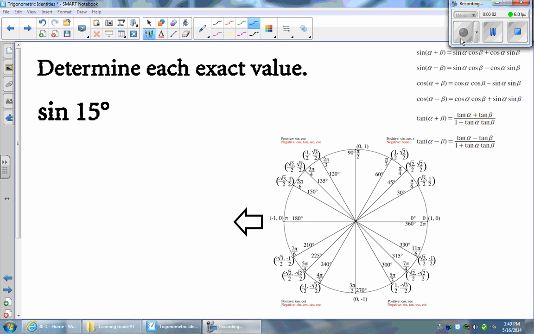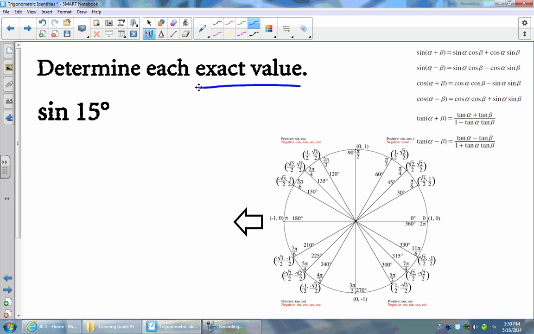All right, in this podcast, I'm going to show you guys how to find the exact value of an angle that may not be on the unit circle, so it's not a special angle, but it definitely could be split up using special angles on the unit circle. So for example here, we want to find the exact value of sine of 15 degrees. So once again, exact value means no decimals.